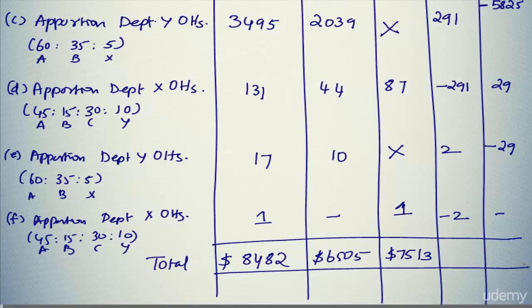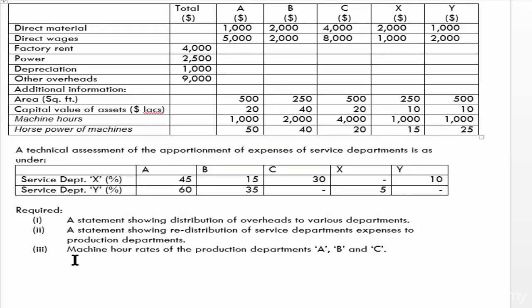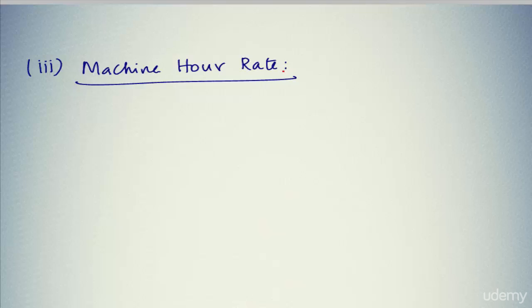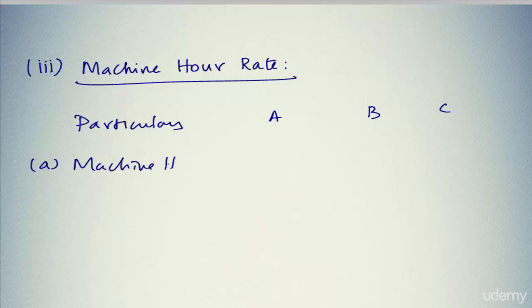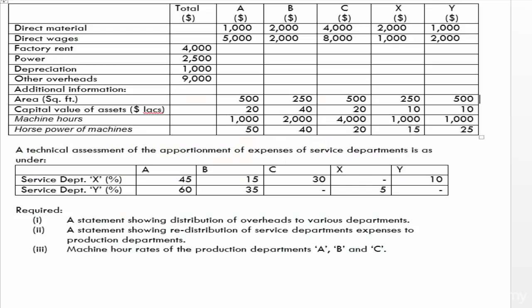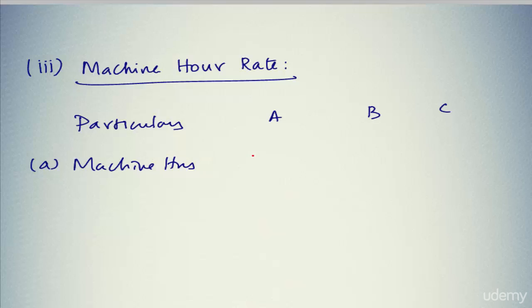Now we'll move on to question C. In question C, we have to find the machine hour rate of production for departments A, B and C. Calculating the machine hour rate is very simple because we have to calculate it for all three departments. So we'll write particulars: department A, B and C. In that, item 1 we should write machine hours. How many hours were taken by each department? We have this information in the question: 1,000 hours, 2,000 hours and 4,000 hours. So I'll write here 1,000, 2,000 and 4,000.